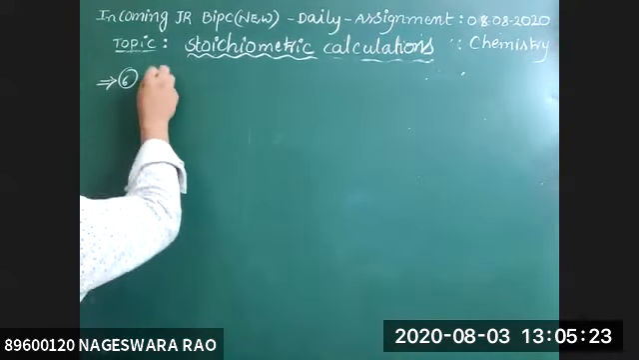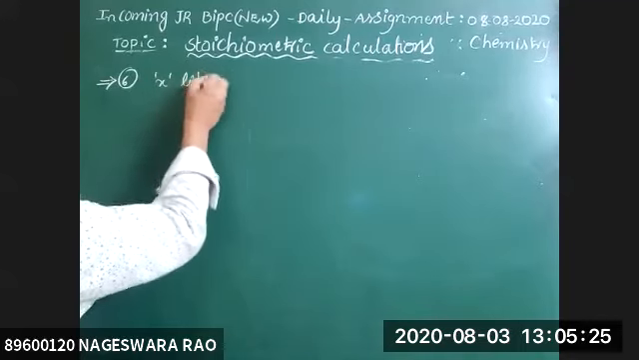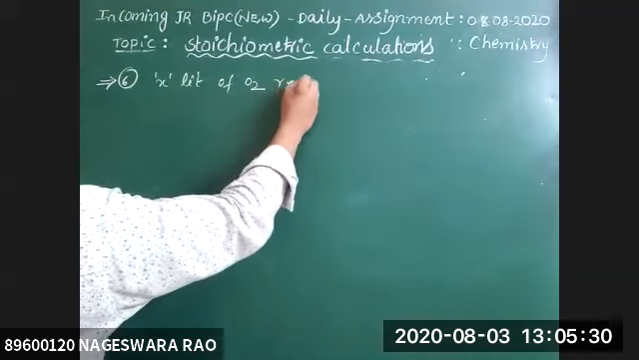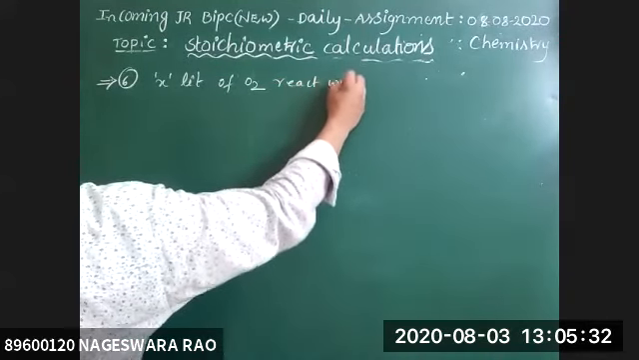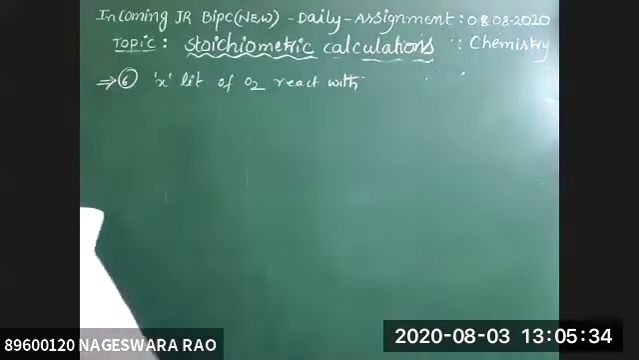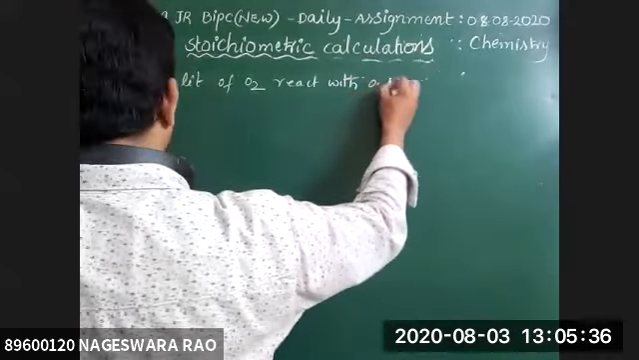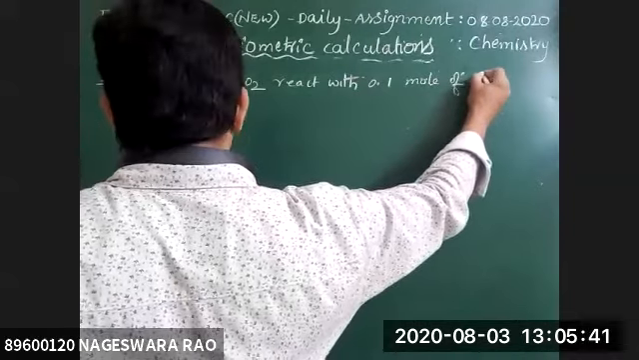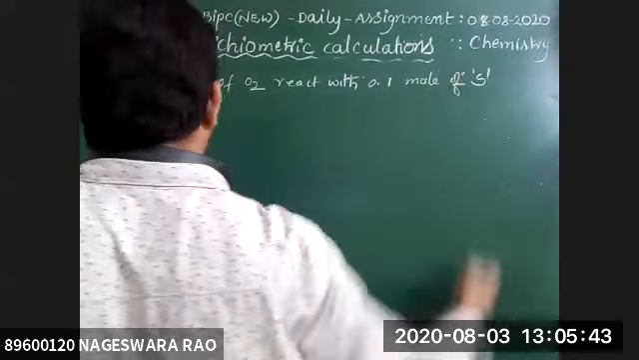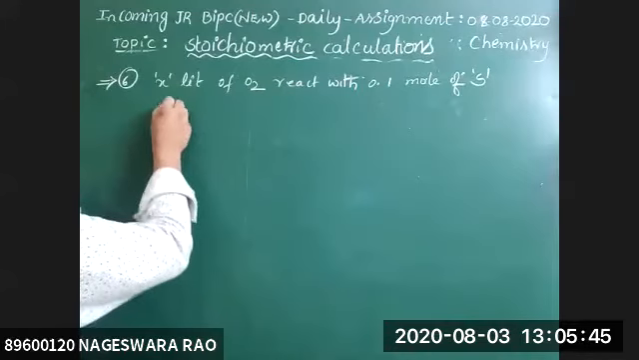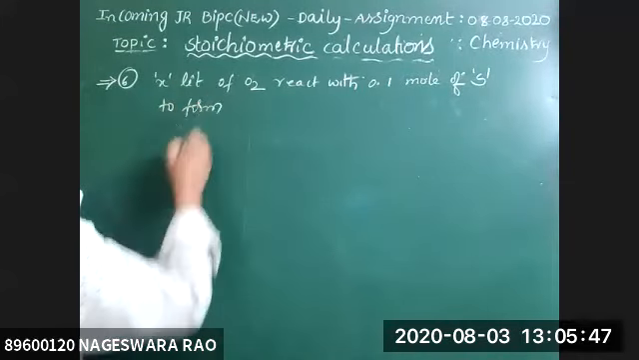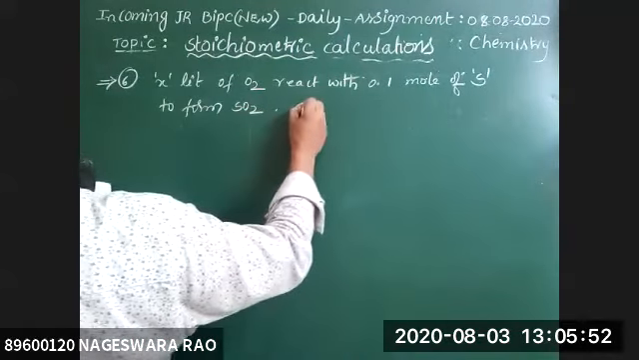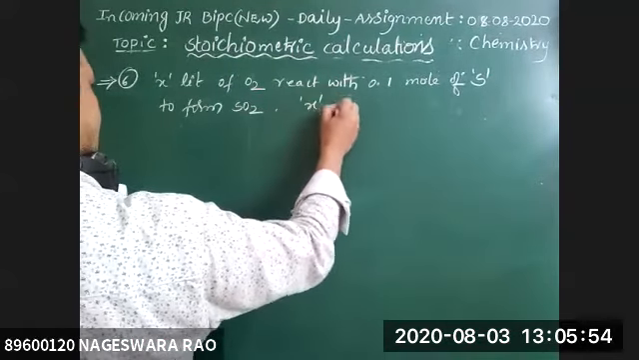So X liters of O2 react with 0.1 mole of sulfur to form SO2. Find out the X. What is the X? X is at STP.